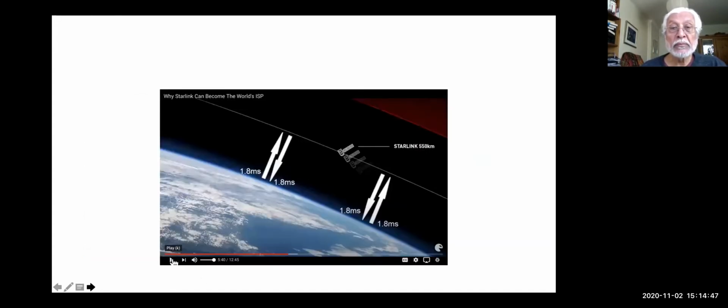Now here is just a pictorial thing about what is meant by latency. The signal from the Earth goes to the satellite and comes back. Here it's showing about 2 milliseconds. And these are at low orbit, about 500 kilometers up, compared to the 33,000 kilometers, which is the geosat that we have at the moment.